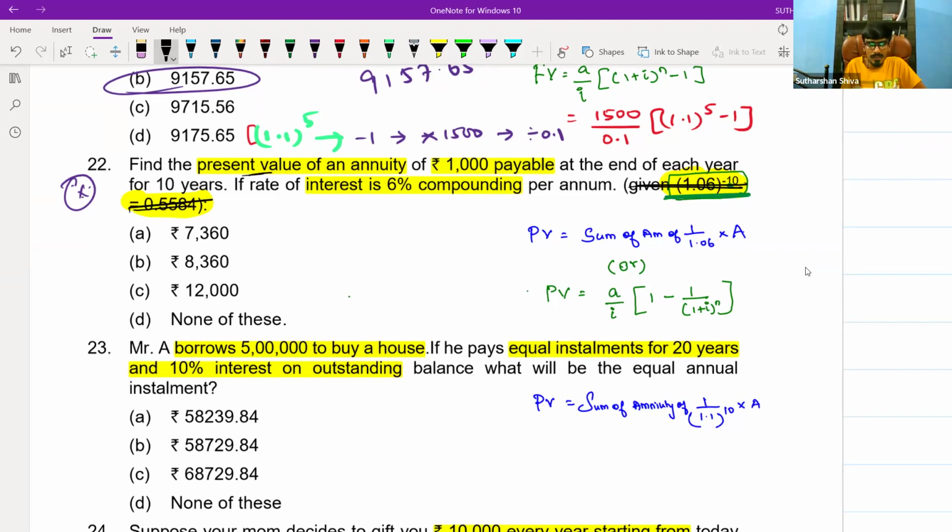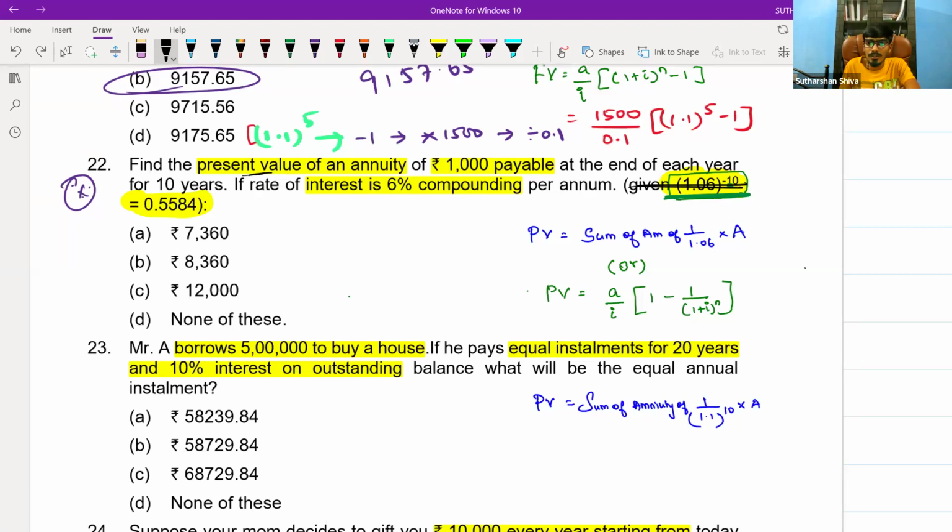This is one way. Sir, I don't want to assume an inverse value. I will directly go with this approach. Present value is equal to the sum of annuity: 1 divided by 1.8, the sum of the annuity you will find out, into 1,000 you will multiply. You will get that answer. That's one way.